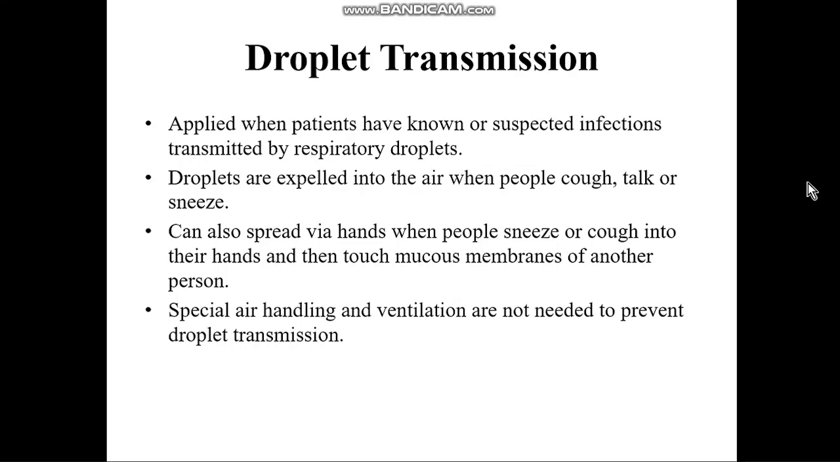Droplets are expelled into air when patients or people cough, talk, or sneeze. They can also spread by hands when people sneeze or cough into their hands and then touch the mucous membrane of another person.